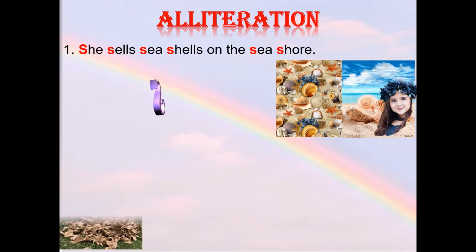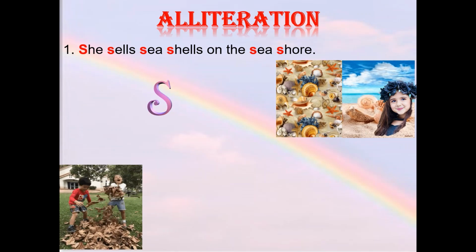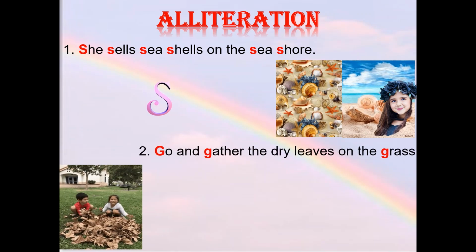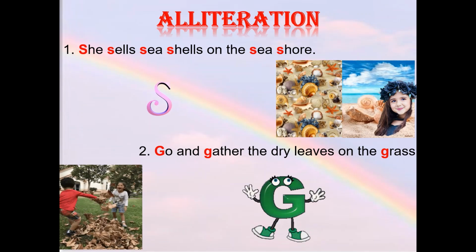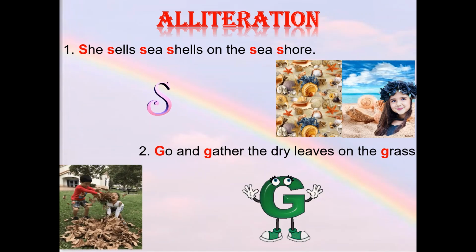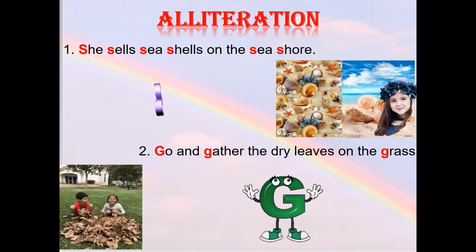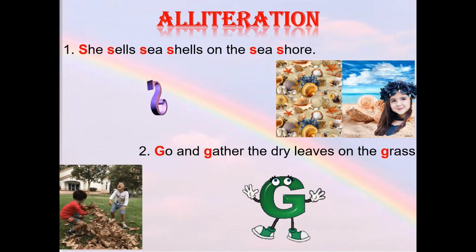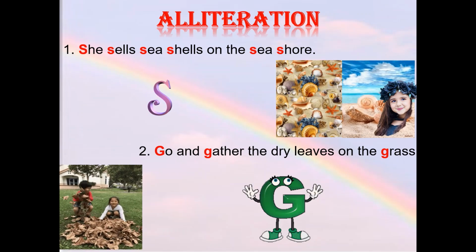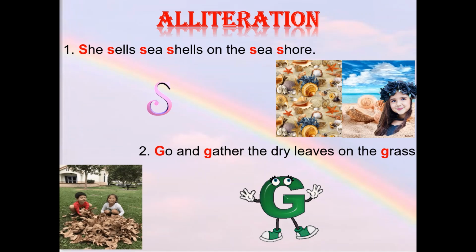Let us look at one more example. Go and gather the dry leaves on the grass. In this sentence, the sound of the letter G is repeated thrice in the sentence. Thus, both these above sentences are good examples of alliteration.